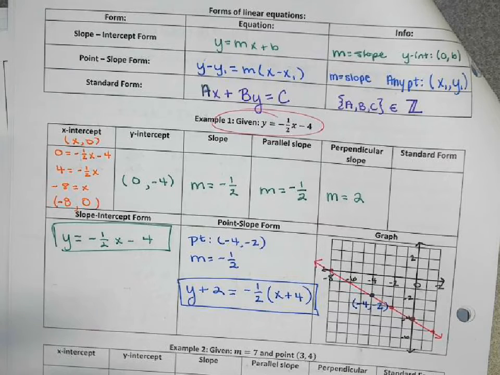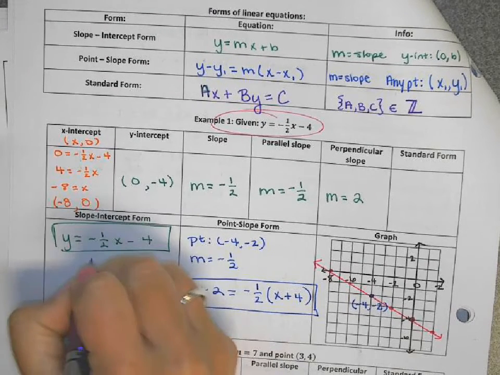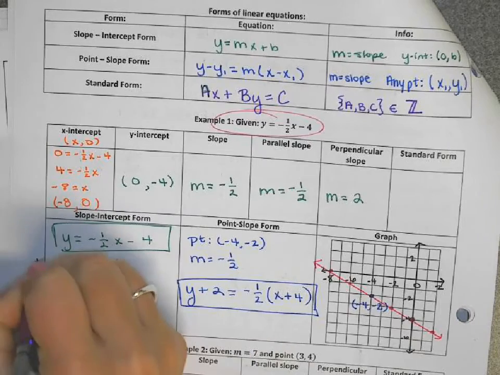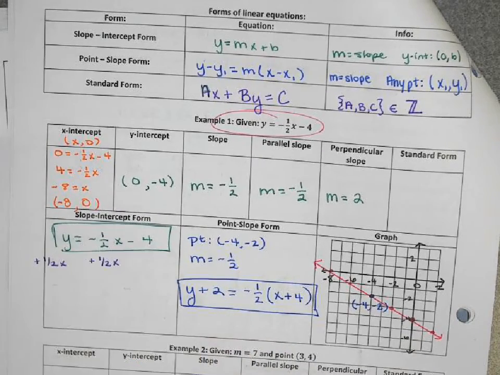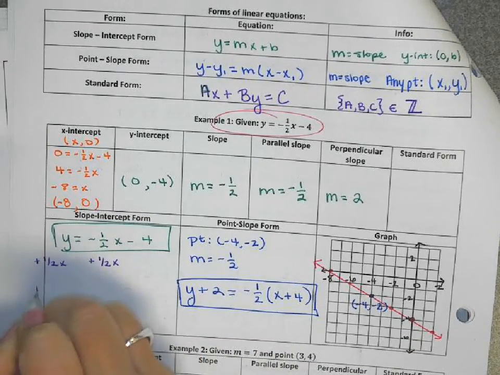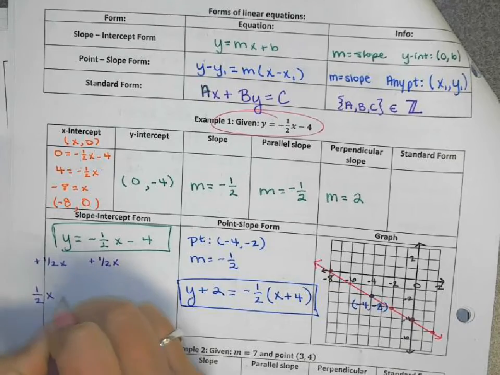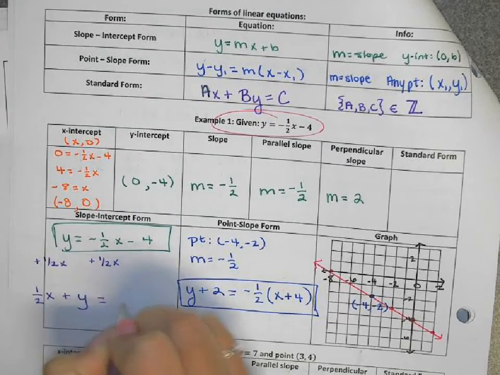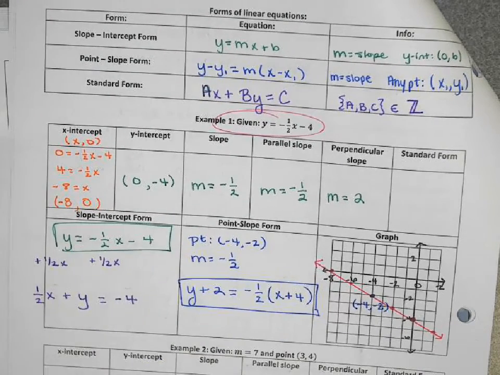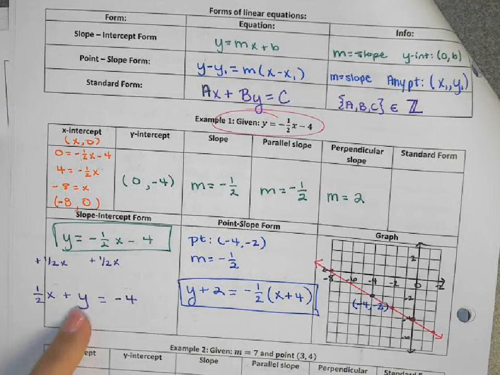Add the 1/2 x on both sides, right? So when I do that, those are different terms. So it's going to turn into 1/2 x plus y equals -4. That's very close to standard form, but you would still lose points. Your a value is 1/2, your b value is 1, and your c value is -4.